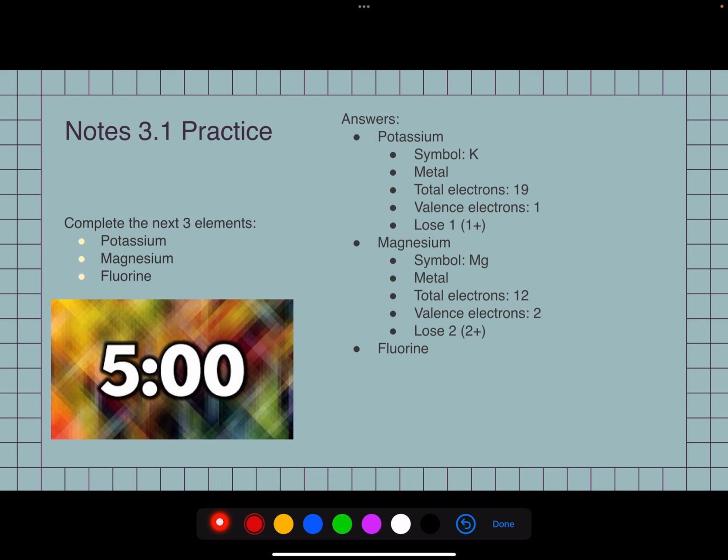Now fluorine is symbol F. It's a non-metal. It has total electrons 9. It has 7 valence electrons. It's going to want to gain 1 electron and have a -1 charge. Very good. Good job, guys.